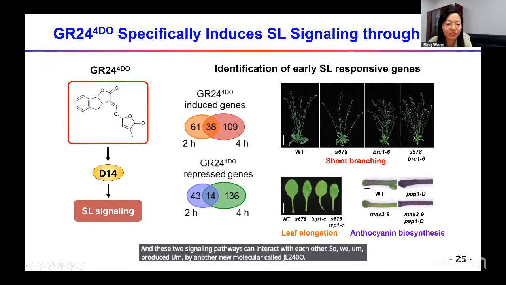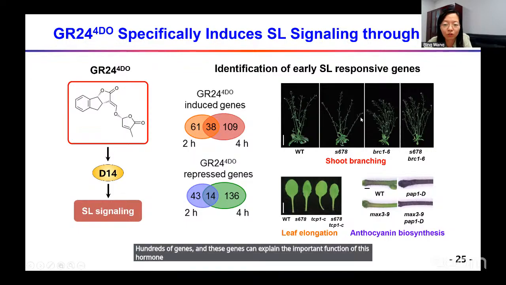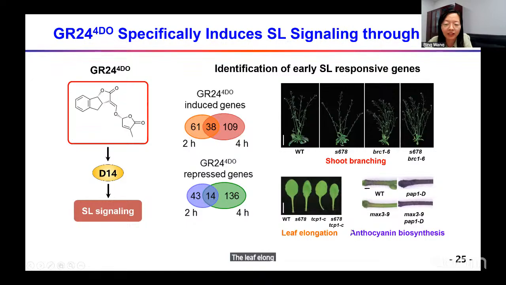This isomer has a specific structure that can directly and specifically bind the receptor to trigger signal transduction. And using these compounds, we identified hundreds of genes, and these genes can explain the important functions of this hormone. For example, the shoot branching phenotype, the leaf elongation phenotype, and the anthocyanin biosynthesis phenotype.